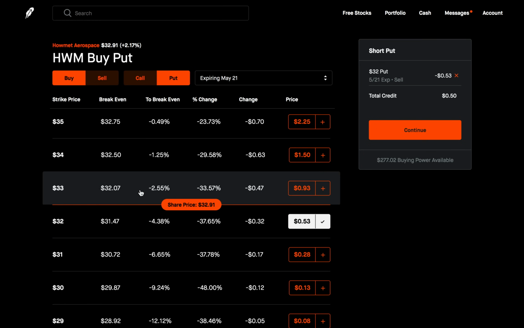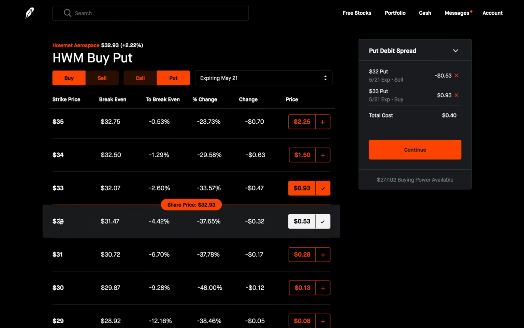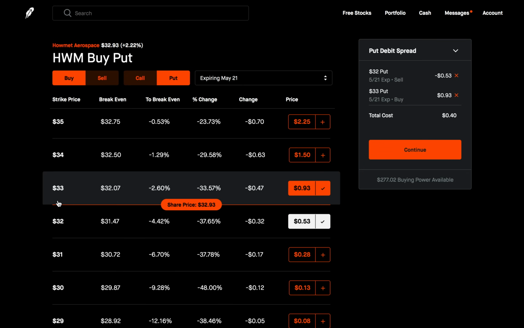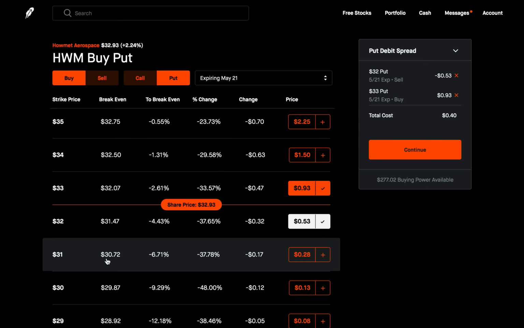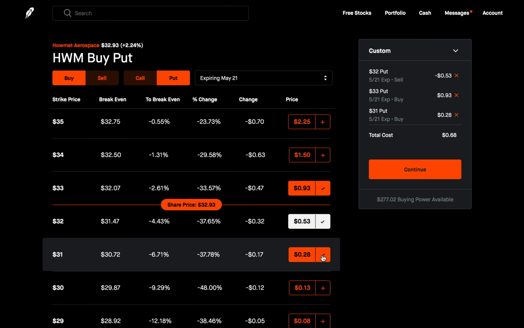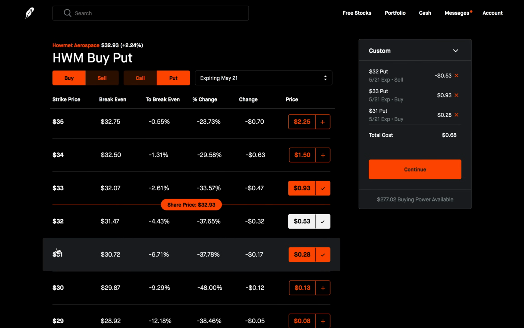So if I, for example, bought this put here, this is going to cost me 93 cents a share, $93 per contract. This is $1 away in terms of strike from the strike of the put that I sold, meaning that the put I buy below the strike of the put I sold should also be $1. So I'd have to buy this one now, which would cost me $28, right? Again, why? Because they need to be equidistant. This is $1 away from this one. This is $1 away from this one.